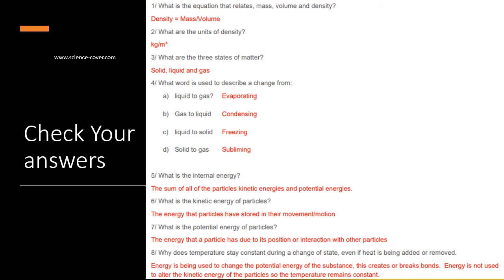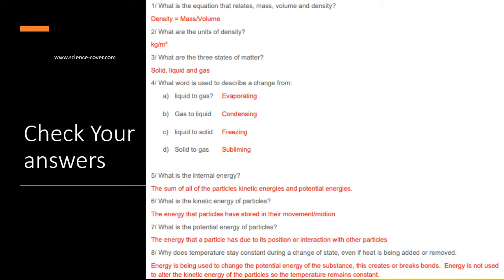What is the internal energy? It's the sum of all the particles' kinetic energies and potential energies. What is the kinetic energy of the particles? It's the energy that the particles have stored in their movement or motion. What is the potential energy of the particles? It's the energy that a particle has due to its position under interaction with other particles.